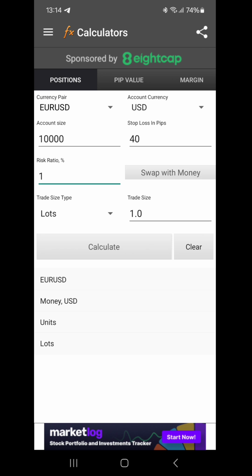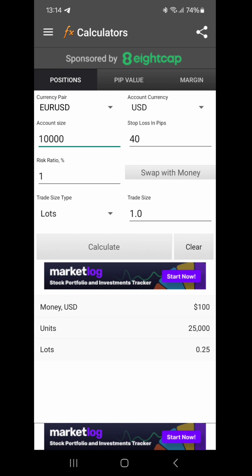$100. So don't worry. So let's see. Now, you see the lots, right? So the lots and then the lot size. So let's see what happens here. You hit calculate. So when you hit calculate, you see the money. Under that, you see money USD, $100. The units in terms of the lot size or the contract size, you see that. Then you see the lots.